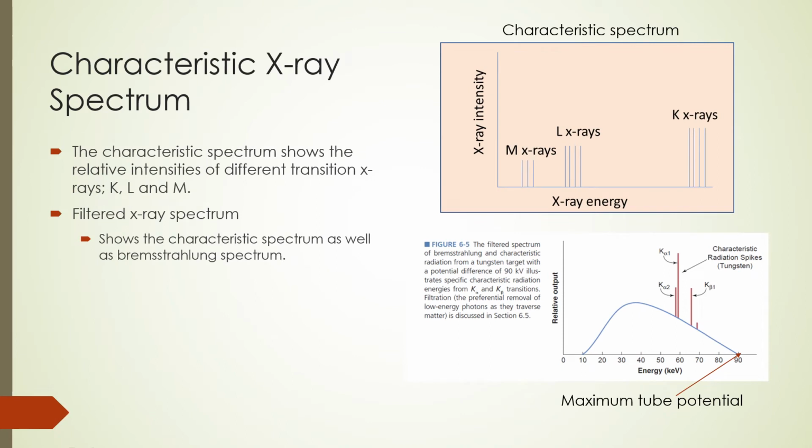The top figure shows a characteristic X-ray spectrum with various X-ray spikes due to transitions to the K, L, and M shells. The higher energies are the K shell X-rays and the lower energies are L and M shell X-rays. The bottom slide shows a filtered Bremsstrahlung X-ray spectrum with the K characteristic spikes showing above it. M and L characteristic X-rays are not shown.